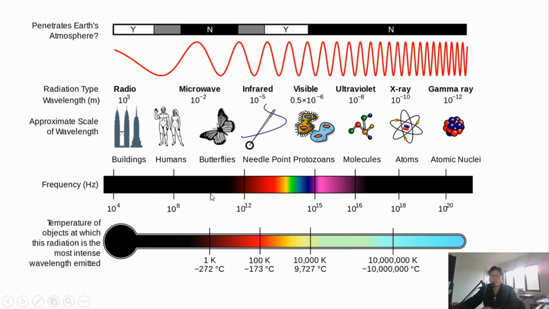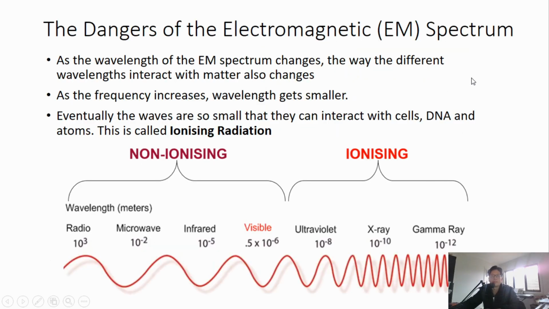Yep, so that was just some brief information about all the different types of radiation. And we've gone through from radio all the way to gamma ray, so from low frequency radiation to high frequency radiation. So now let's just go through a few of the dangers of the electromagnetic spectrum. So that's just this spectrum here.